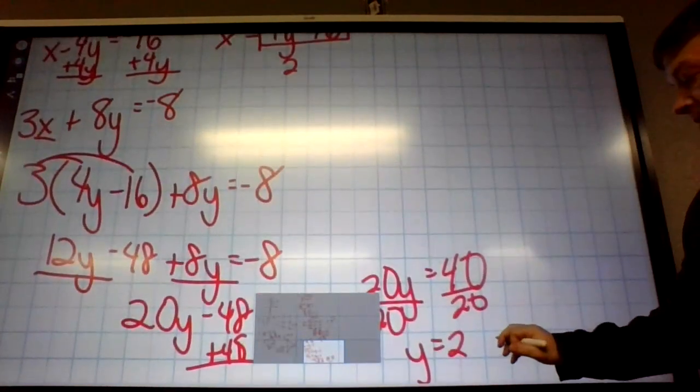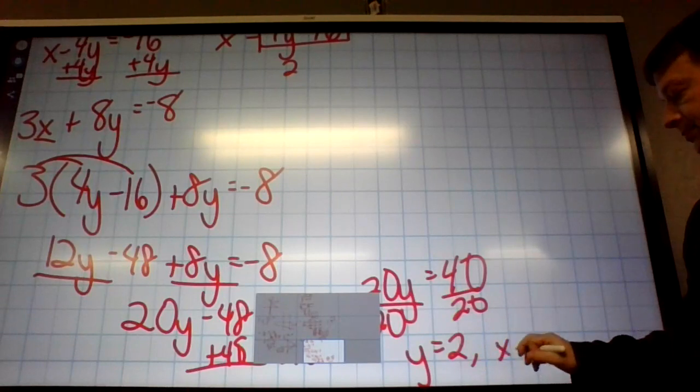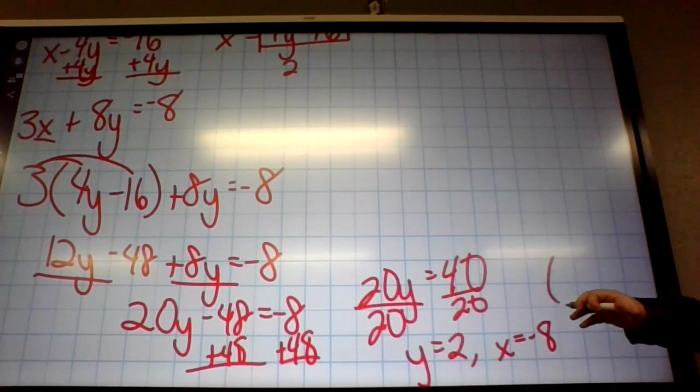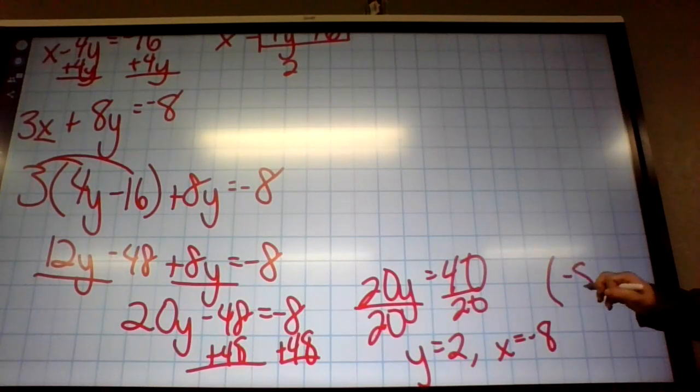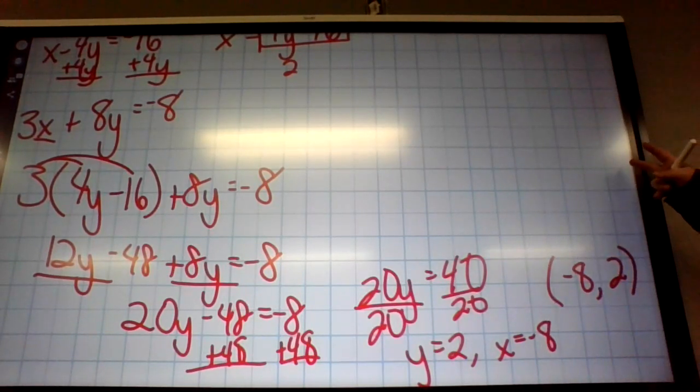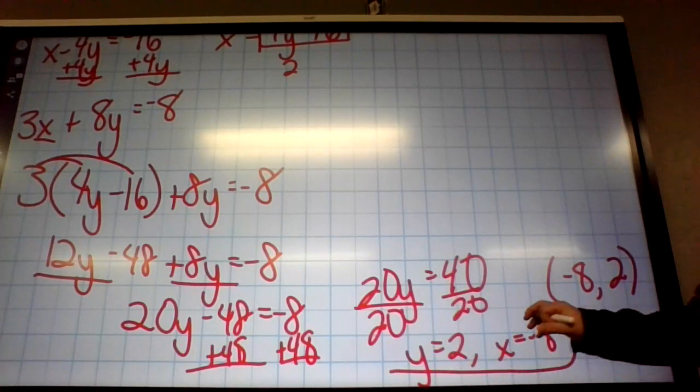X is negative 8. Some of you I noticed have been using the ordered pairs. Just make sure if you do, you put the alphabetical order, -8, 2. And really, if you have been putting ordered pairs, you've been getting it right. So not a big deal. Circle that one up.